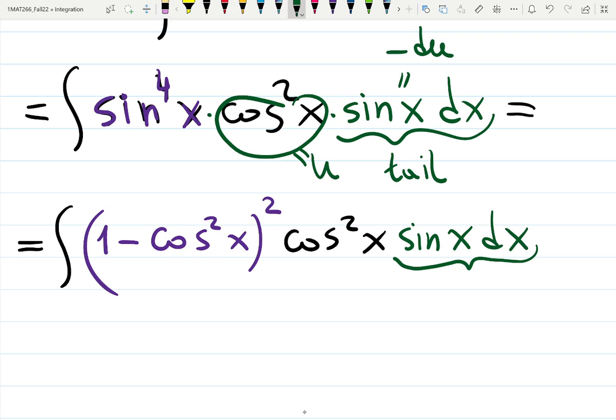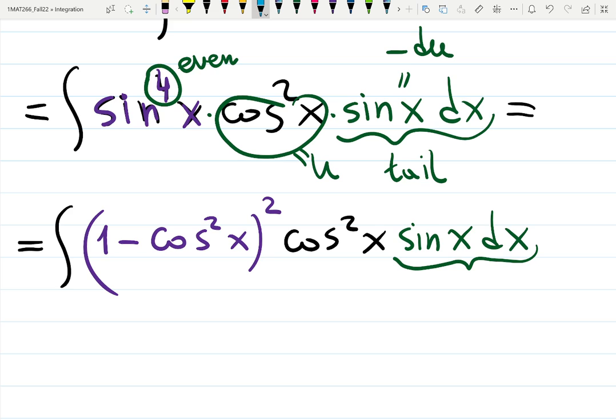Sine to the 6 will be sine square cubed, right? Square is still 1 minus cosine square, and then it will be cubed here. Very good question. So it works with any even power. Let me write it down again. The whole point is that it was even, that's why it's working.